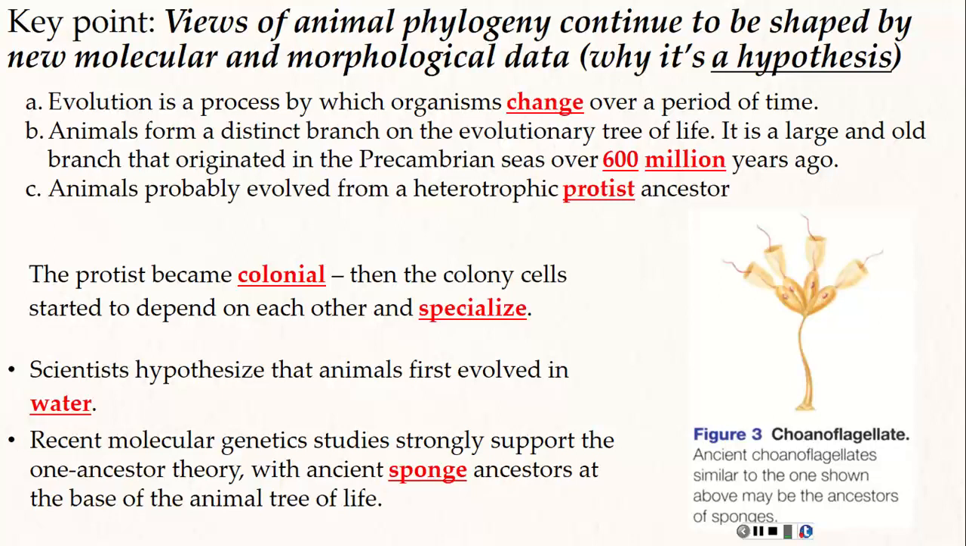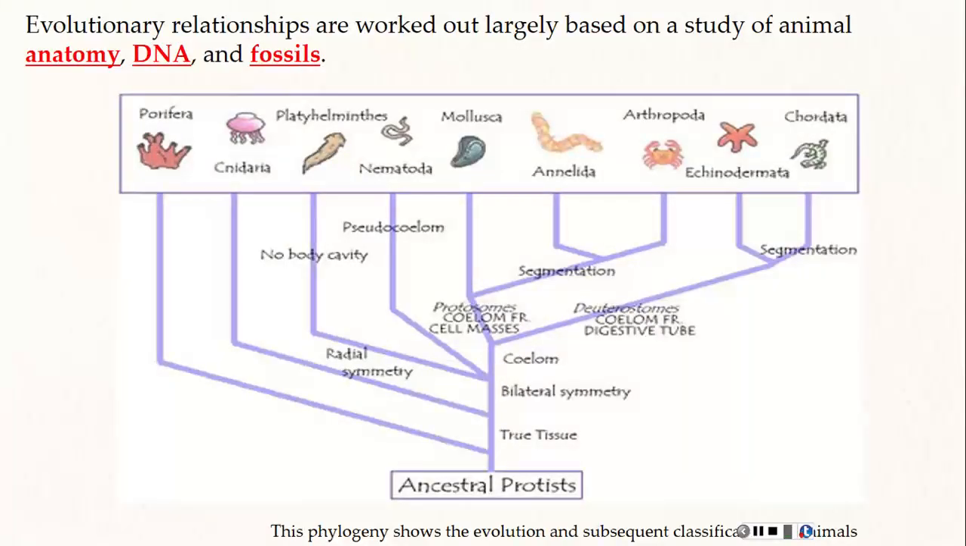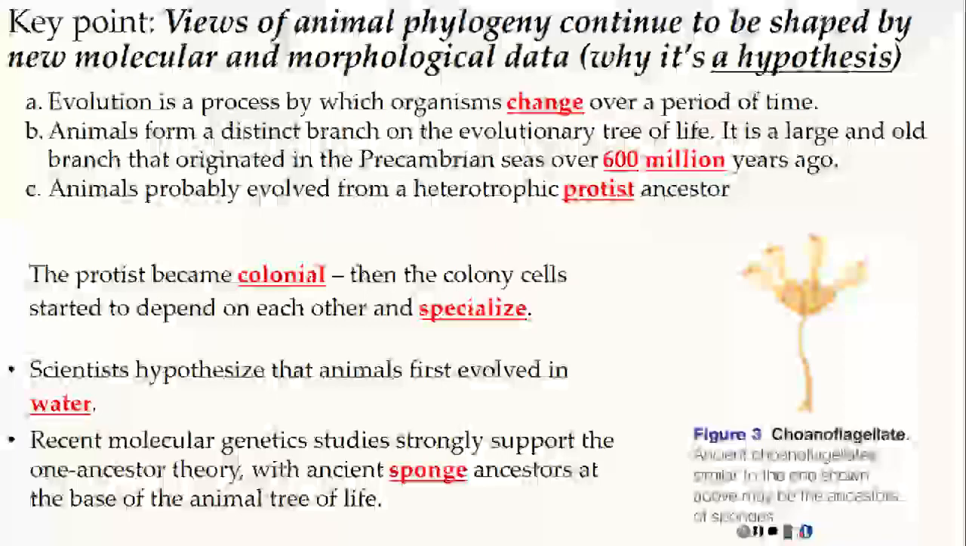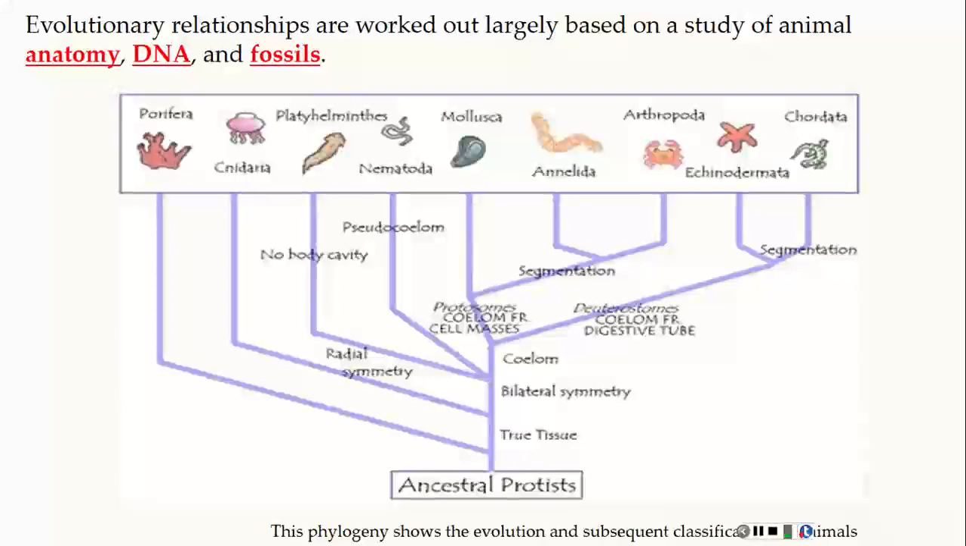And then recent molecular genetics certainly supports that the ancient sponge, or ancient ancestors, served as the basal organism in the evolutionary tree of animals. They serve as that basal group or outgroup. Evolutionary relationships, again, are worked out largely based on the study of animal anatomy that we've looked at, those body plans, the differences and similarities in the DNA, and also the morphological data that includes fossils as well, so organisms that are no longer here too.